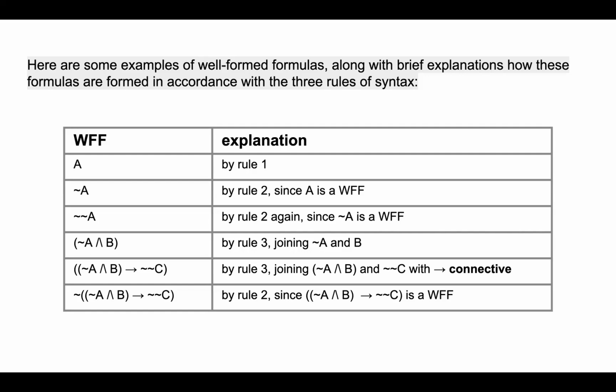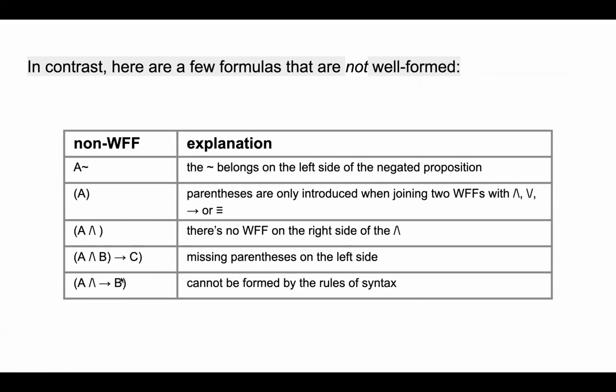Implication connective is used there. Same cases here. What is the difference only? Negation. Okay, negation of negation A and B implies negation of negation C. Again, by rule 2, this is again a well-formed formula.